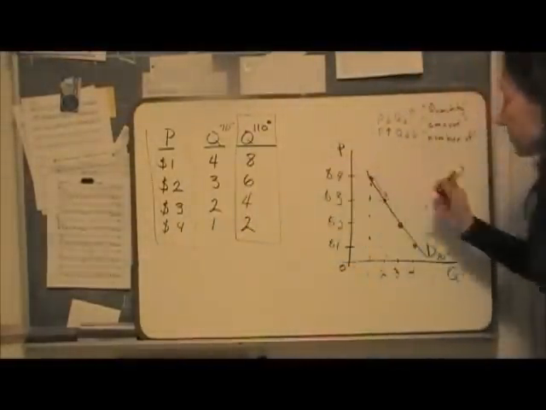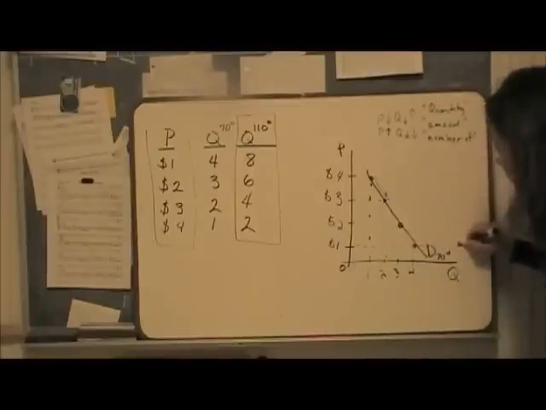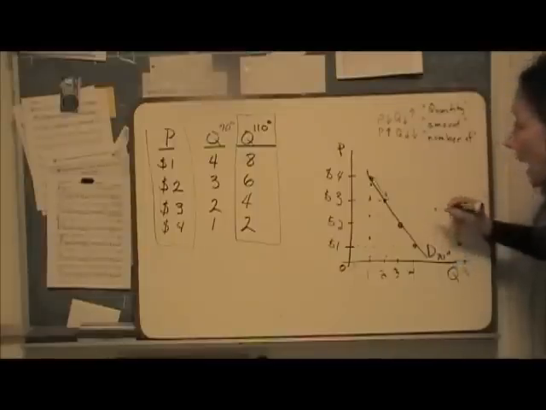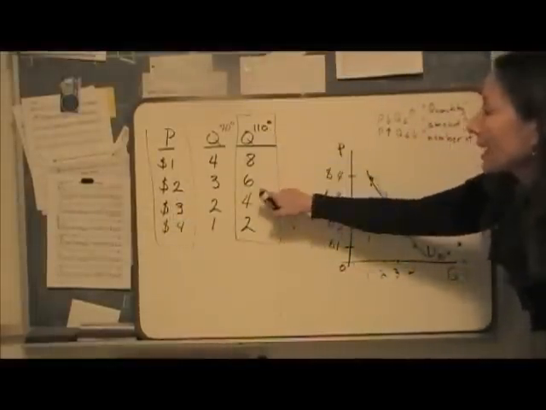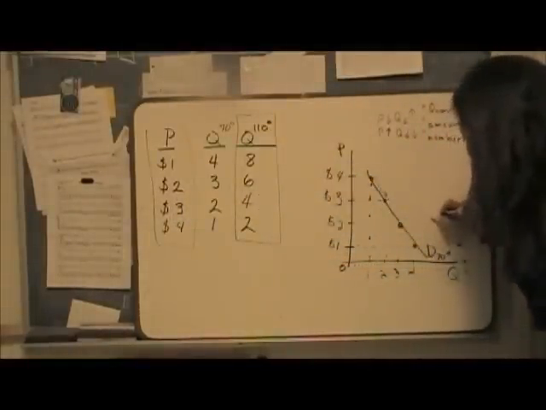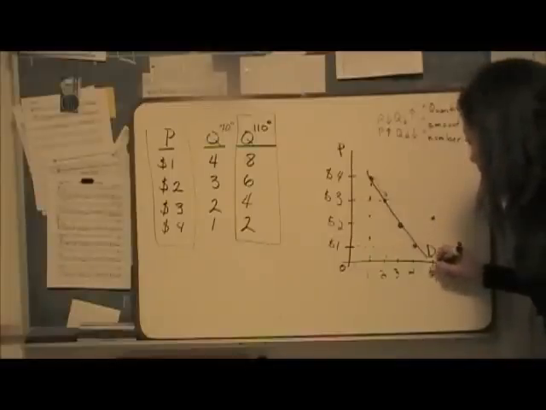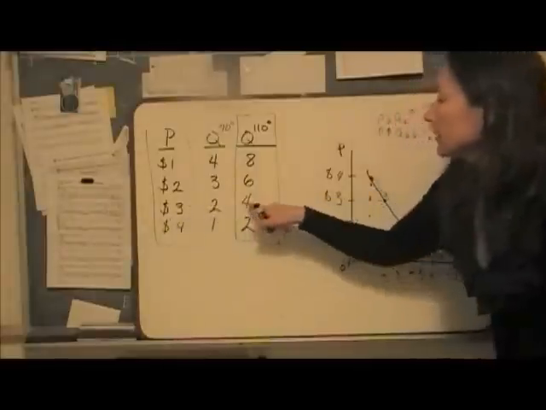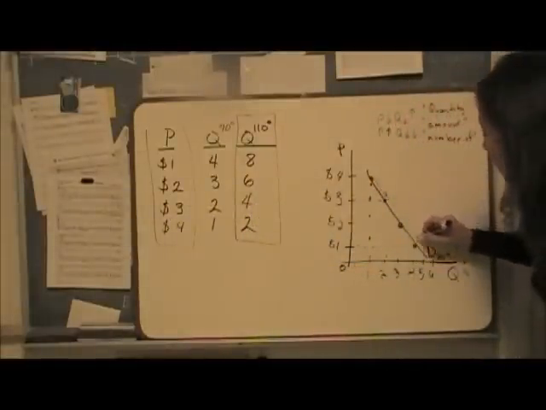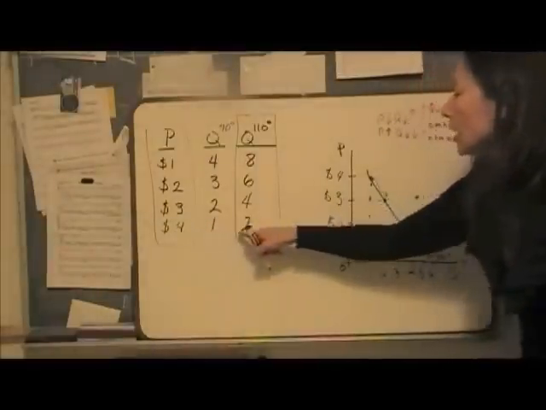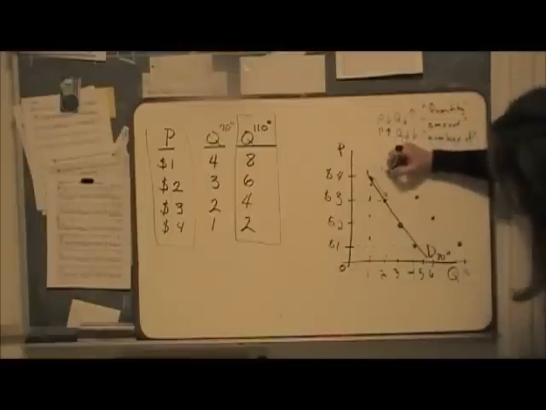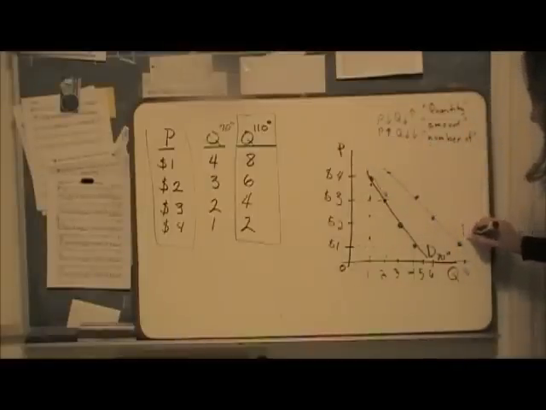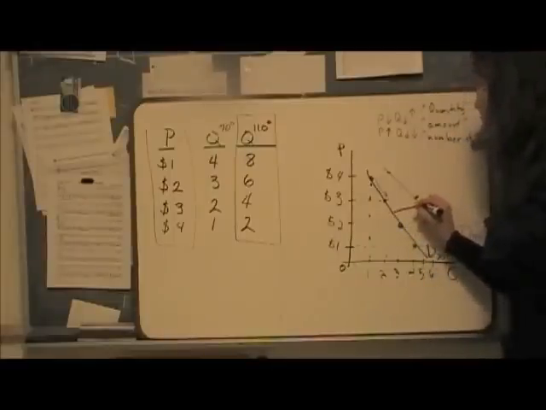So at a price of $1, 8 ice cream cones are demanded. So we're going to be way out here. At a price of $2, at 110 degrees, 6 ice cream cones are demanded. So we'll be somewhere like over here. At $3, 4 ice cream cones are demanded. So there's 3, 4. $4, 2 ice cream cones are demanded. Okay. So you can see that we have had a shift in our demand curve. This is the demand at 110 degrees. So we have a rightward shift.